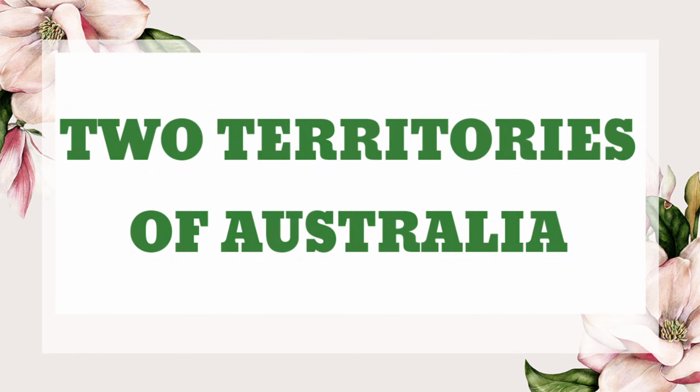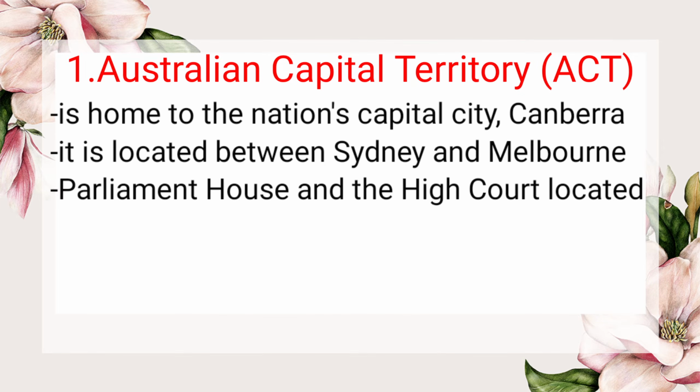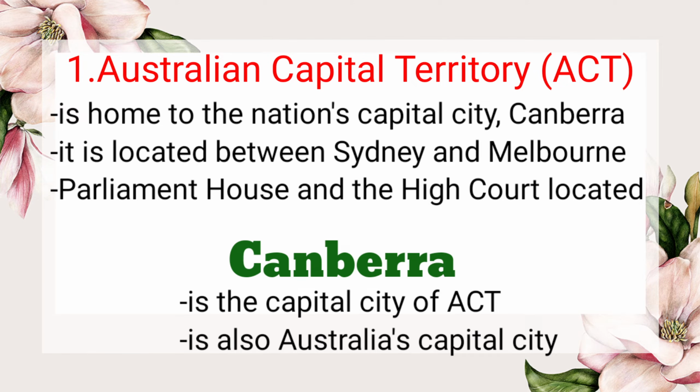The 2 territories of Australia. Number 1, Australian Capital Territory or ACT. ACT is home to the nation's capital city, Canberra. It is located between Sydney and Melbourne. Parliament House and the High Court are located here. Canberra is the capital city of the Australian Capital Territory. It is also Australia's capital city.